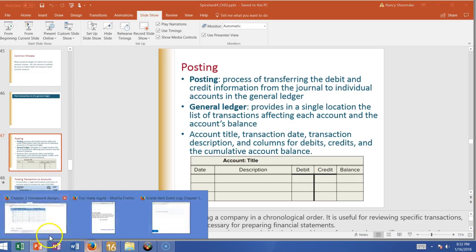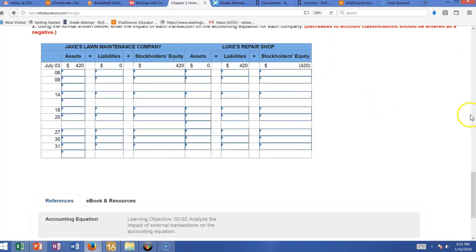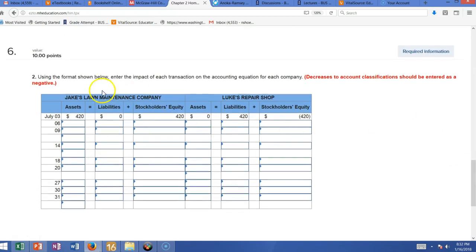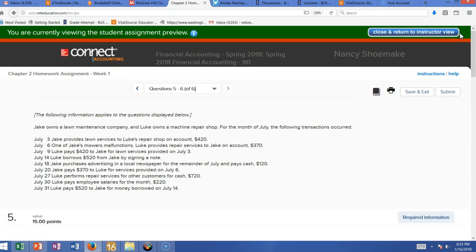We've done enough. So basically, this is having you do what we've done before, show Jake's piece, show Luke's repair shop, and see how they differ. Okay? Guys, I don't want to add any more to our plate. We've covered the first 4 learning objectives. I think we want to stop here. Let me see if there are any more problems we can do that would help.